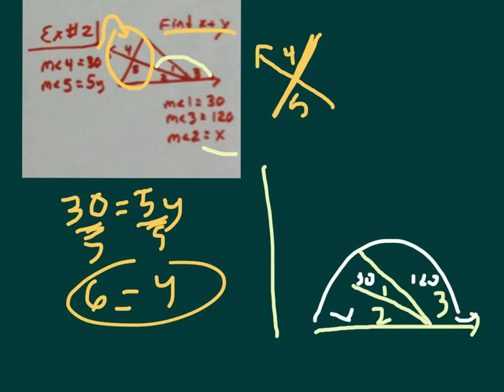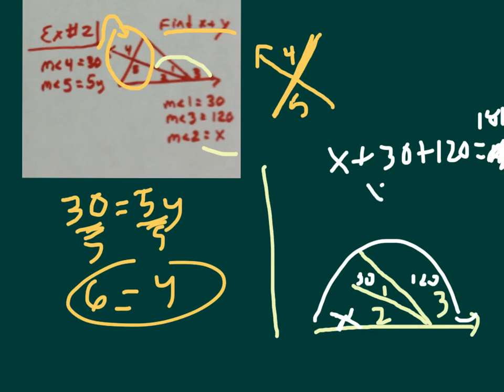So the 2 is an x. So x plus 30 plus 120 equals 180, and solve. Running out of room here, I can't even squeeze a 0 in there. So x plus 150 equals 180, minus the 150, you get x equals 30.